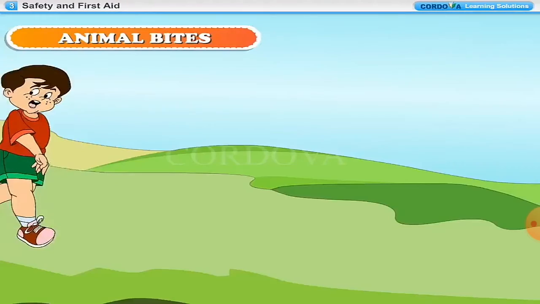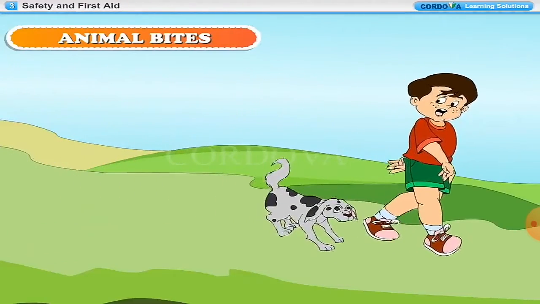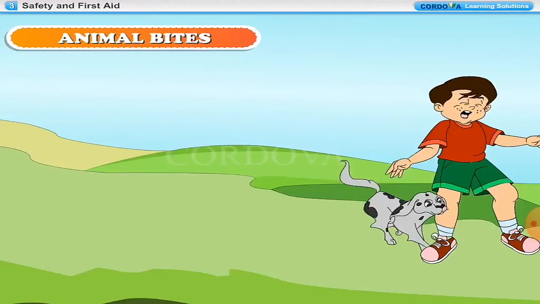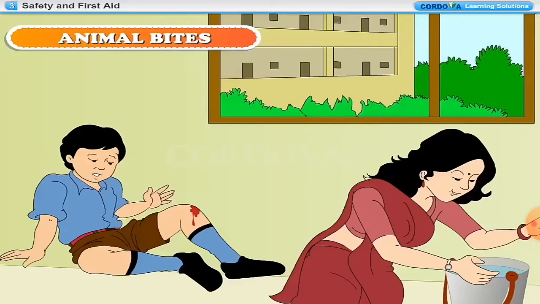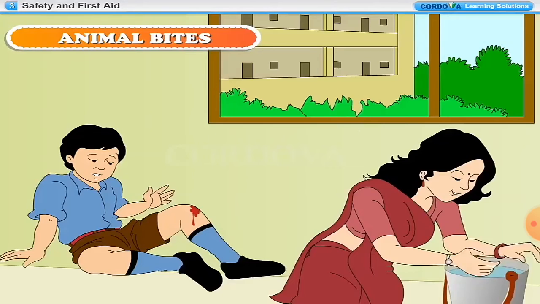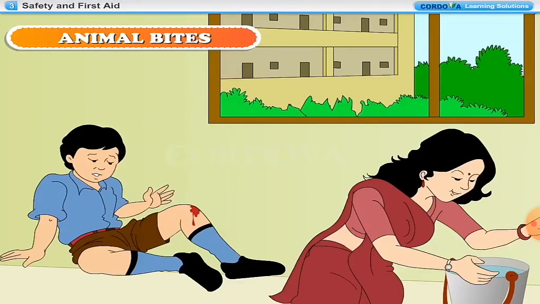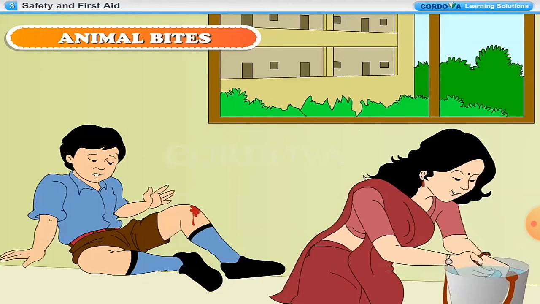Animal bites. The saliva of animals like dogs, cats, monkeys, and wolves contain viruses of a very dangerous disease called rabies. When these animals bite someone, the viruses enter the victim's body through the animal's saliva. They cause rabies to the victim. So, it is very important to treat animal bites immediately.